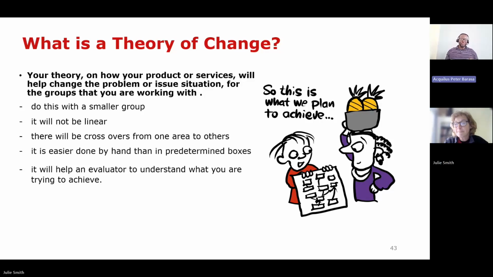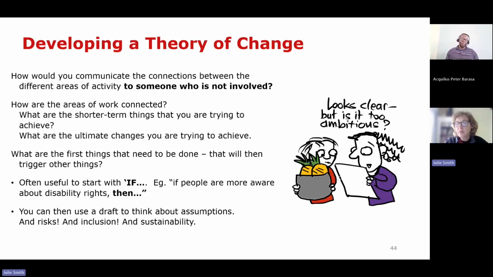So use this process to develop a hand-drawn theory of change with the main people, your main partners who will be implementing the project. Remember, your main partners will be implementing the project. You don't do this with a huge group. You do this with the main players, the ones who will be implementing it.